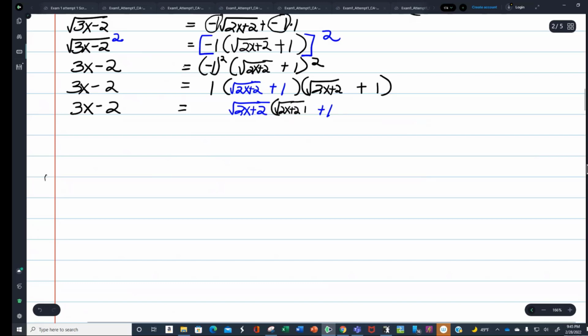Plus, now I can't do that either. I can't make it look like that plus 1 is under the radical, because it's not. So you have to be very careful. Plus 1, parentheses closed, and then my plus 1 times the square root of 2x plus 2 plus 1.